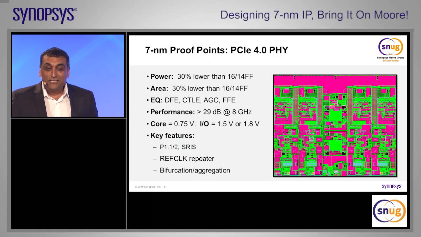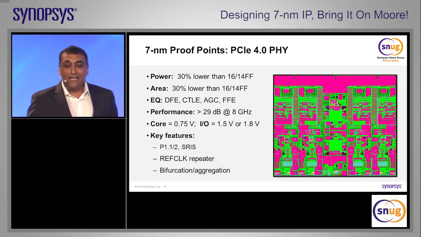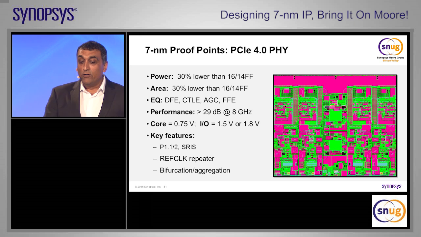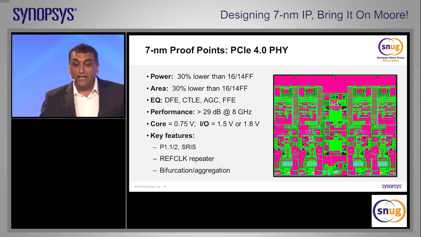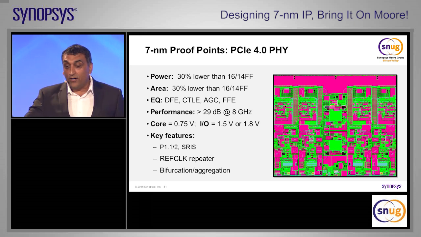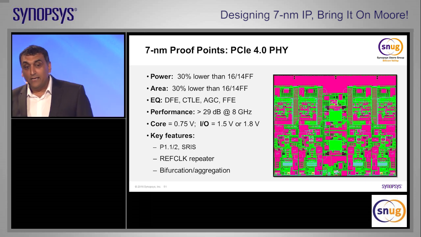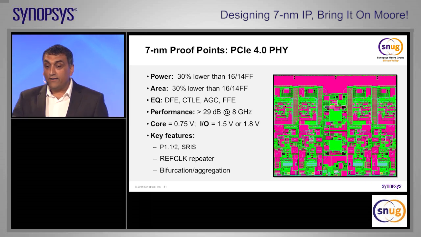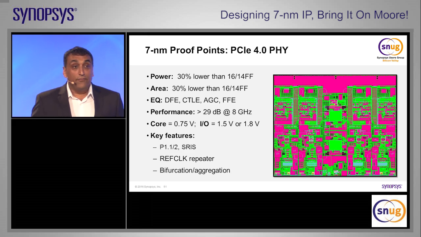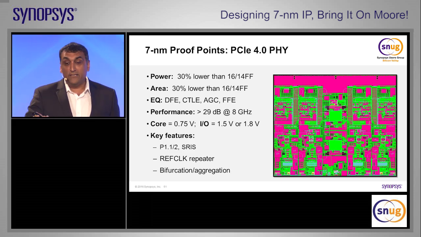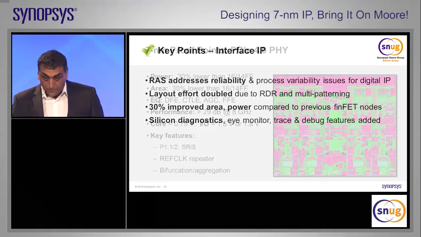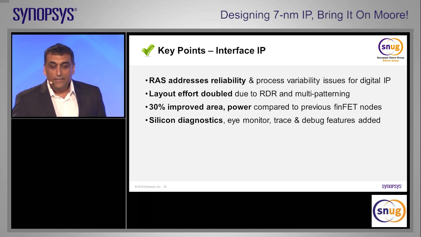Okay, PCI Express, 7-nanometer proof points. Again, I stress the power and area improvements compared to previous nodes. We also implemented equalization technology. This uses the core and the I/O voltage. The I/O voltage we can bring down to 1.5 volts, and it has some key features that are required for that particular market. If you're interested, I'm happy to go into a lot more detail about these particular IPs after the presentation. So key points.